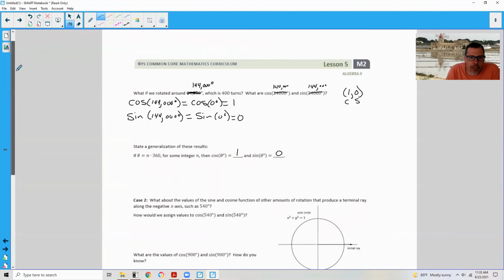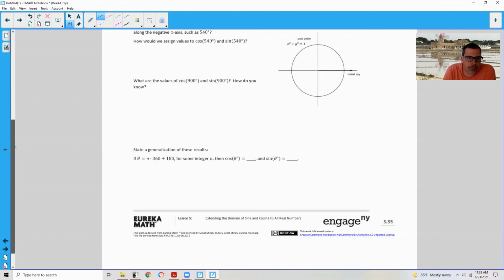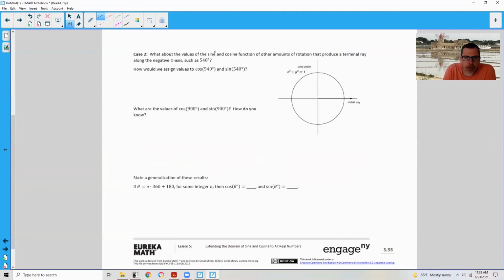So no matter how many rotations, we get cosine of 1, sine of 0. And so no matter what n is, cosine of theta is always going to be 1, and the sine of theta will always be 0, so long as we have multiples of 360. Okay, move on to case 2. What about the value of the sine and cosine function of other amounts of rotation that produce a terminal ray along the negative x-axis, such as 540 degrees?